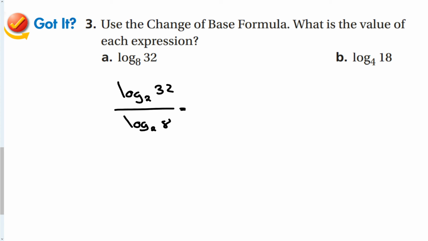So it is 5 over 3. 2, 4, 8. Yep, that's 5. Okay. Whereas this one, 18 over the log of 4. I don't see a good way that 18 and 4 go together. So I'm just going to plug it into my calculator that way and get about 2.08.